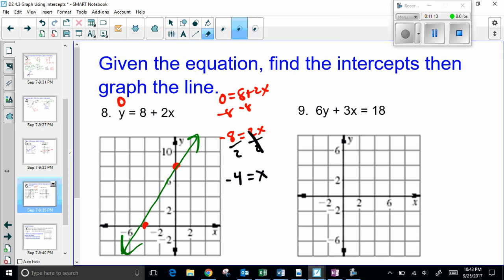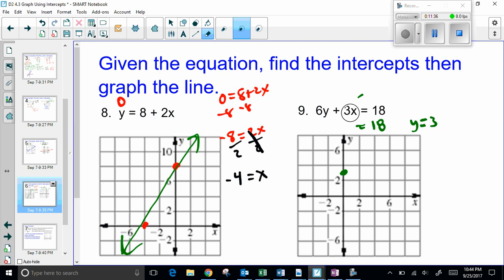Same thing on the other side. Let's try when x is 0. This cancels out, so now I get 6y equals 18. That means y equals 3. I'm not modeling very good patience for you guys. But yeah, on my first point, my y-intercept is 3.